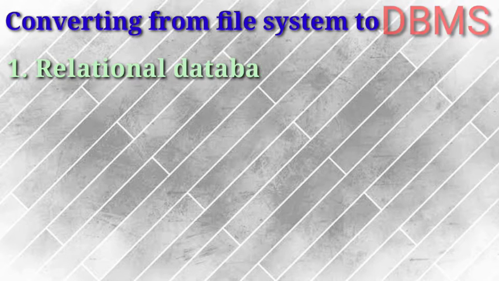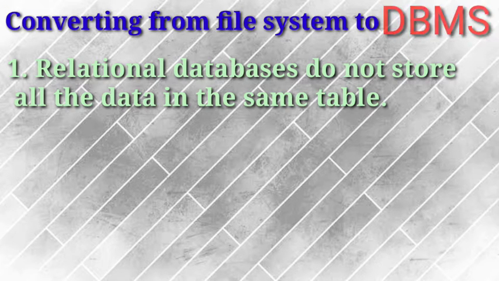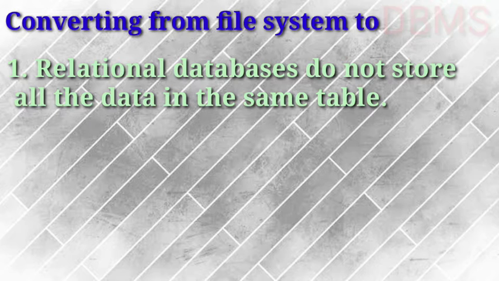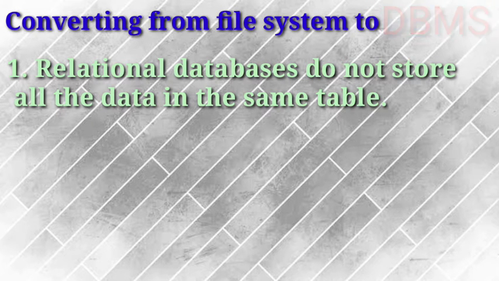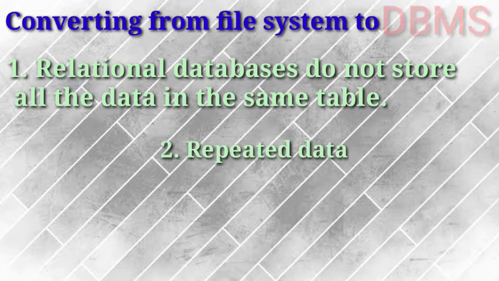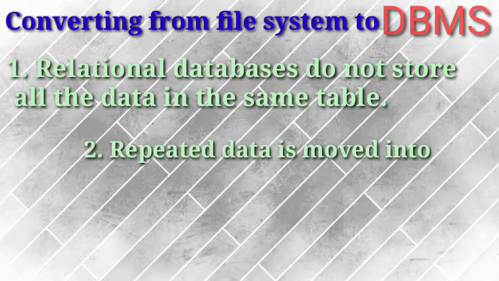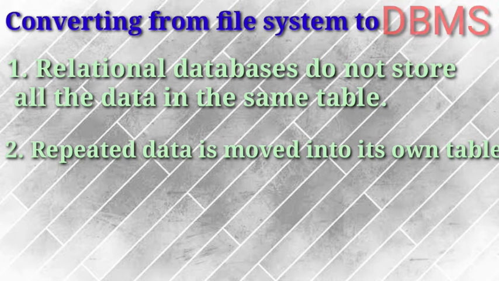The first point is that relational databases do not store all the data in the same table because it may create data redundancy or inconsistency. So it is mandatory to store the data in different tables. The second most important point while creating a relational database is that repeated data should be moved to its own table. So wherever required, the data should be created in separate tables.